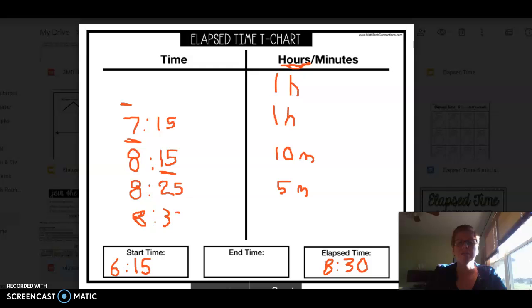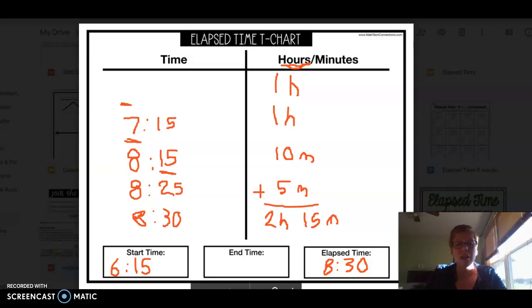So am I done? Can I move on to the next problem? I hope you're saying, no, Mrs. Stockup, you can't because you have to add up how much time has passed. So when we add up time, I forgot to say this earlier, you start with the largest amount possible. So I know hours are larger than minutes, so I've got 1 hour and 1 hour, that's 2 hours. And then let's go by minutes. I've got 10 minutes plus 5 minutes. That's 15. So 2 hours, 15 minutes. So from 6:15 to 8:30, 2 hours and 15 minutes.